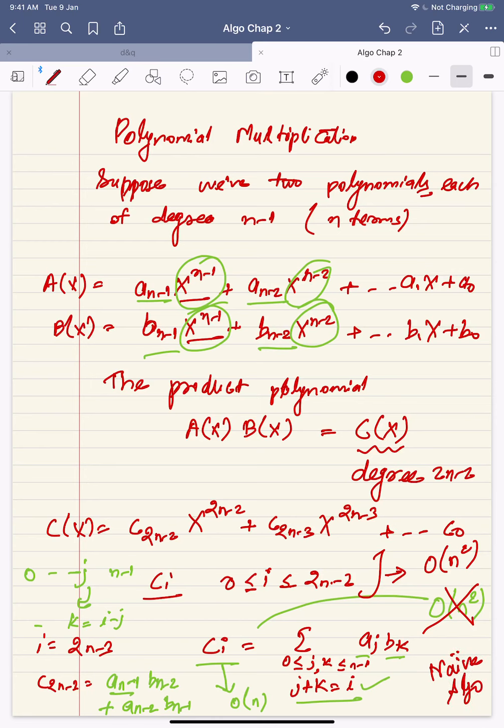So given a problem, think about a naive algorithm without using any algo knowledge. What is the best you can do? Okay, so I can do order n square without using much algo knowledge.